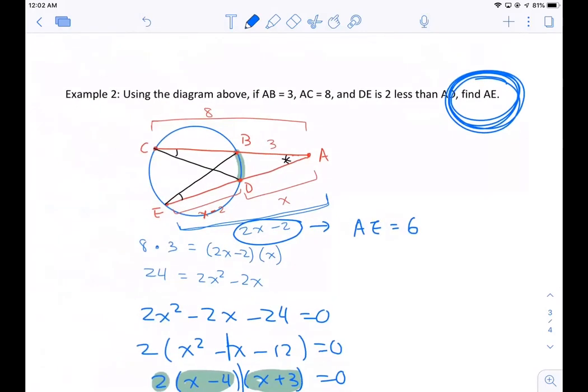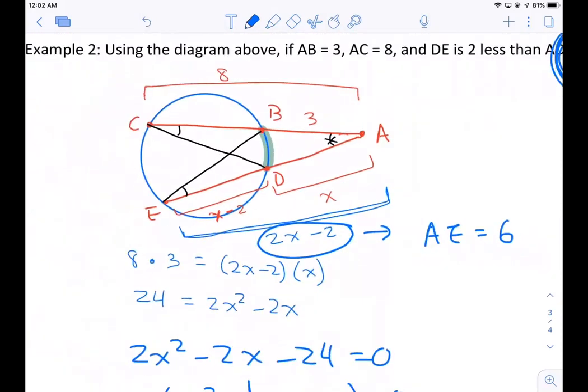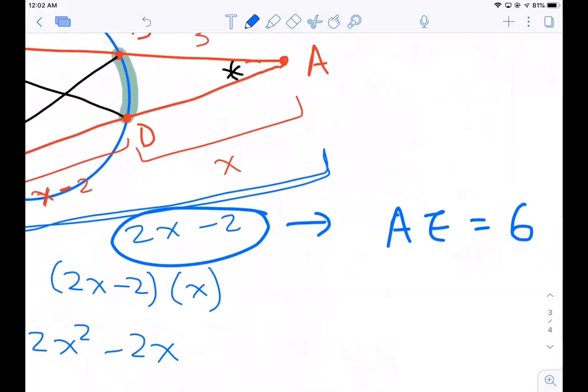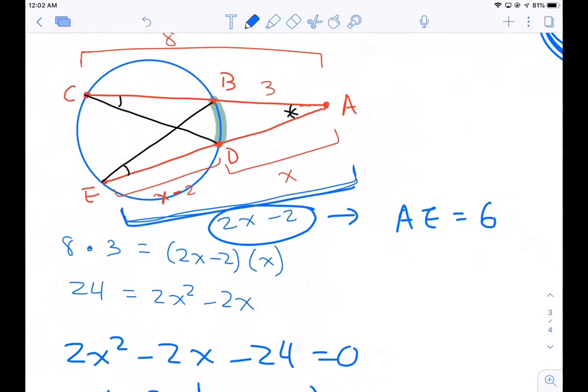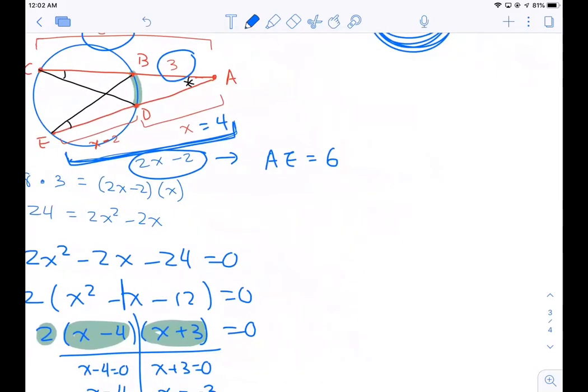And we can check if X were 4. The entire secant has a length of 6 times this length of 4 equals 8 times 3. Checks out. We're happy, and that is your final answer.